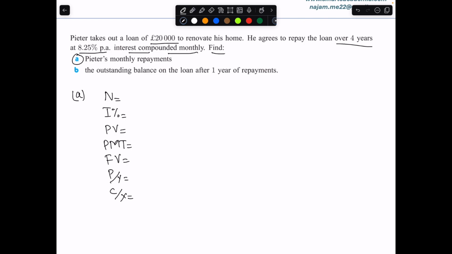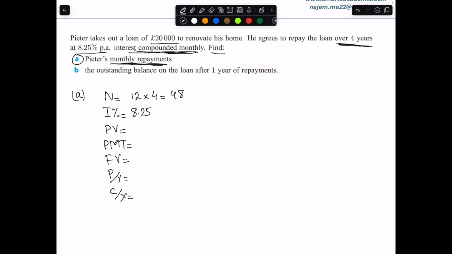So we know that it's going to be monthly repayments. So 12 months in a year multiplied by how many years? We have 4 years. This gives us 48. I percentage is 8.25. Remember to write in percentage, and do not worry about whether it's compounded monthly or yearly, because this will be the same with whatever repayment you're finding. So both will have the same units.